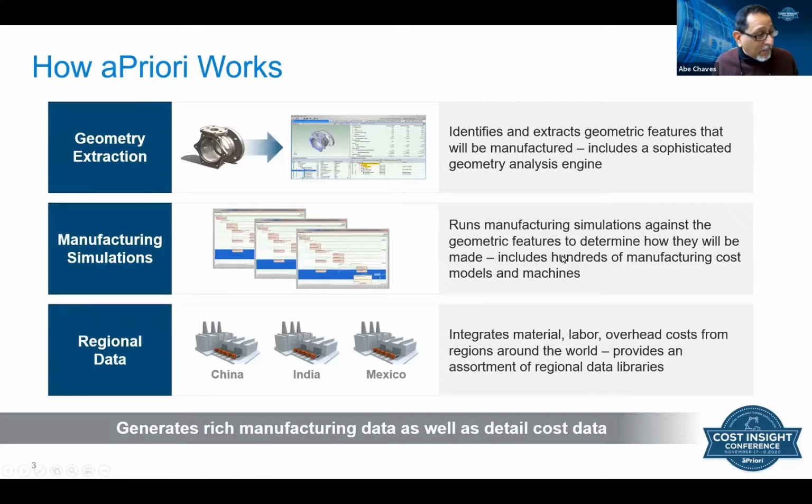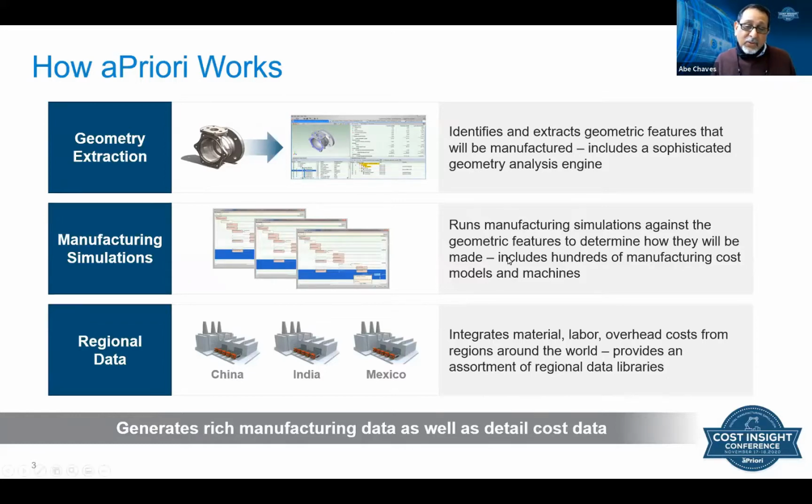And once it has the manufacturing information, then it converts that to cost by going to a cost model that is basically regional based or your own factory based. So it knows, for example, that it costs more money in the US to run a 5-axis machine than it does in China or Mexico or India.